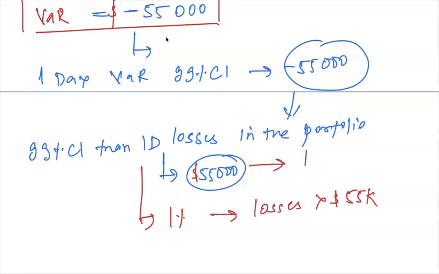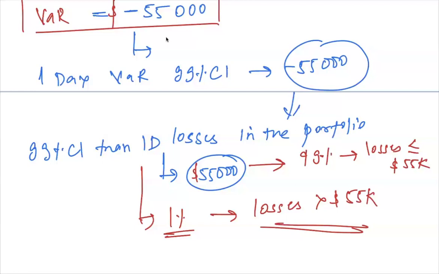So this is a 99% chance losses will be less than or equal to 55K, and this is a 1% chance that the losses are greater than 55K. Is this concept clear to everyone? How did we calculate? Do you want me to summarize the historical method again?